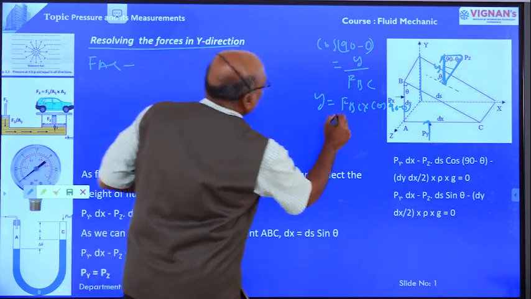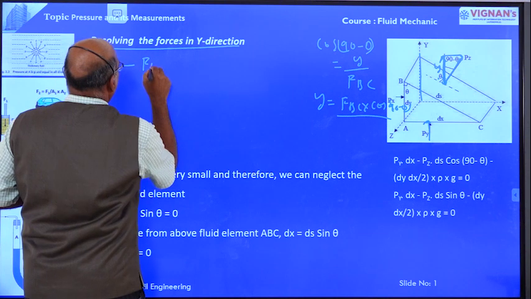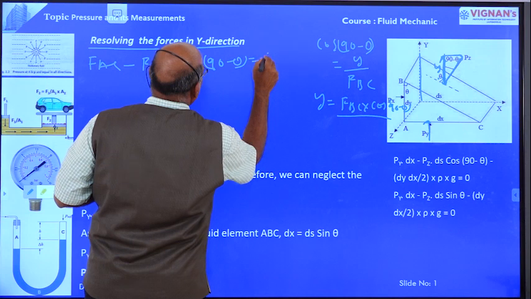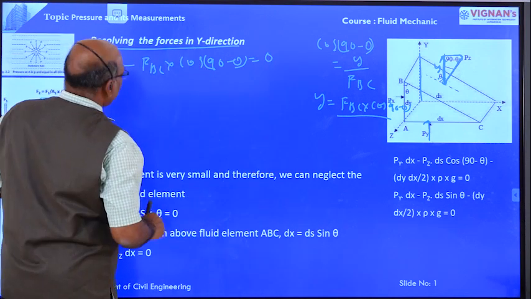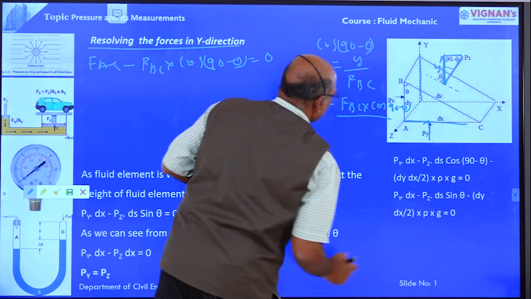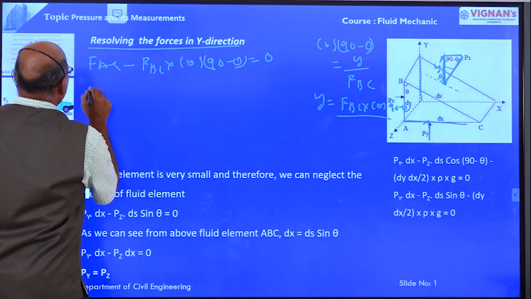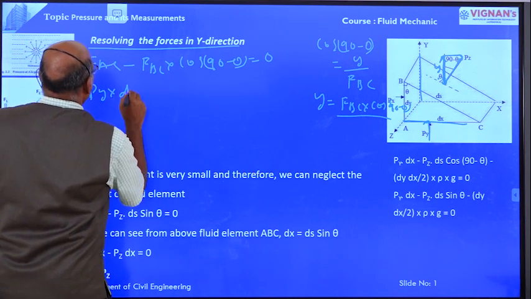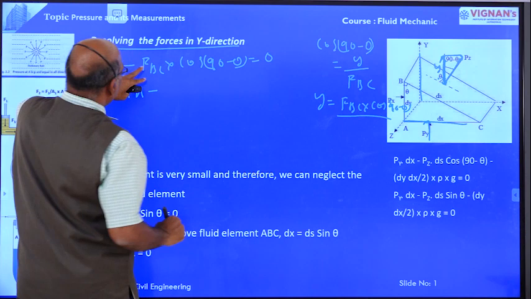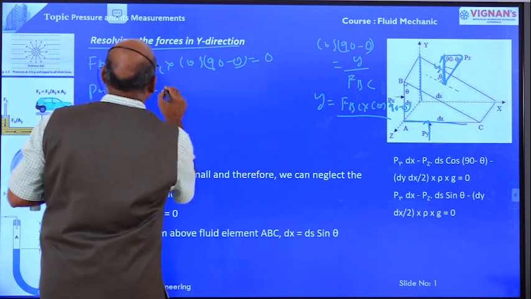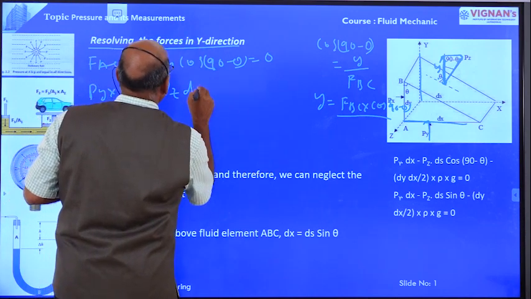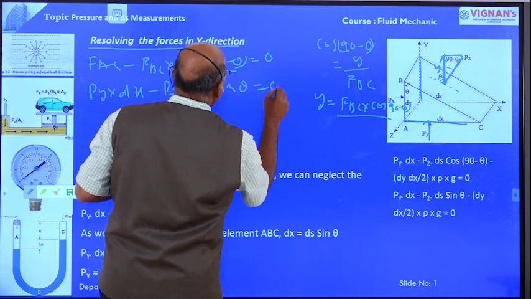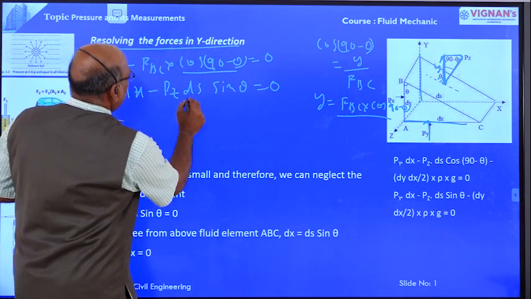Minus force FBC into cos 90 minus theta equal to 0. Now force on AC, that is already we have determined, that is equal to Py into dx, minus force on BC, that is also we have determined, that is equal to Pz into ds cos 90 minus theta, equal to sin theta, is equal to 0, right?